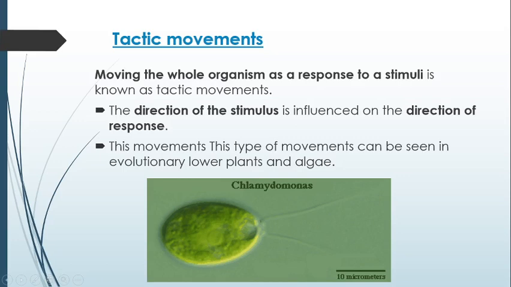But in higher plants, it is impossible to travel, or to move the whole plant, so these tactic movements can be seen in evolutionary lower plants and algae. The direction of the stimulus influences the direction of response, such as the trophic movements we discussed before.